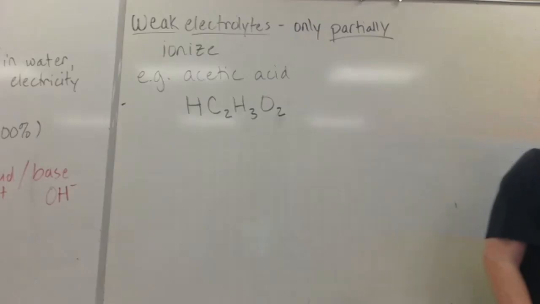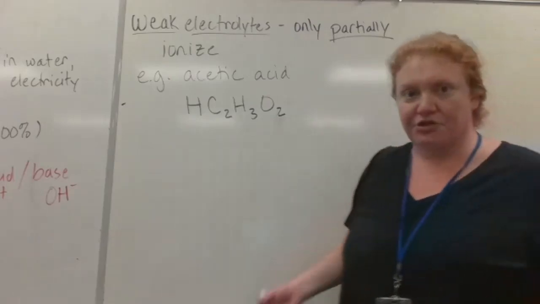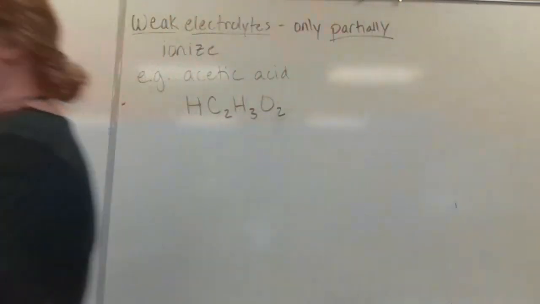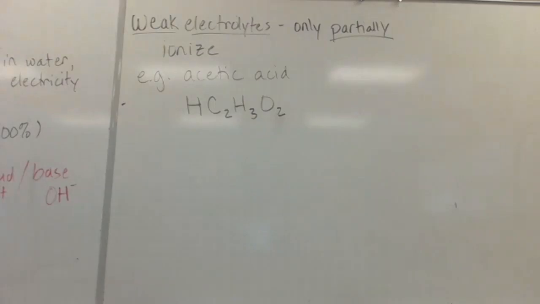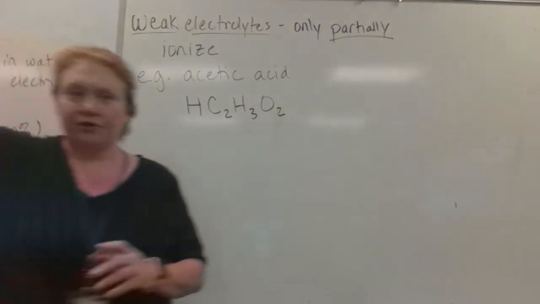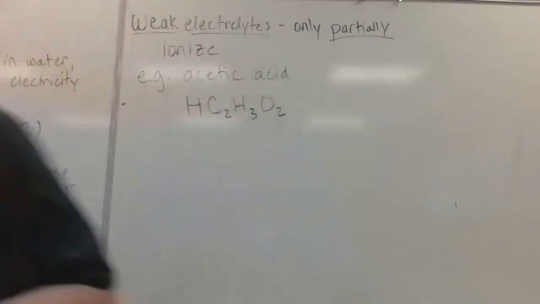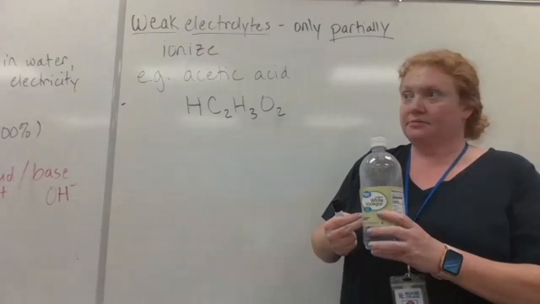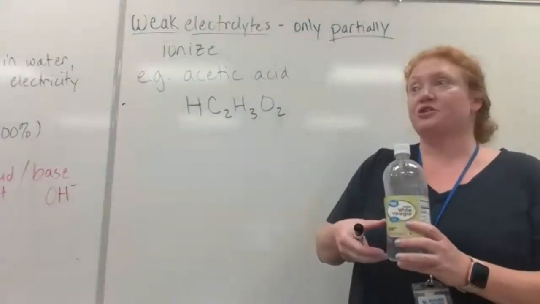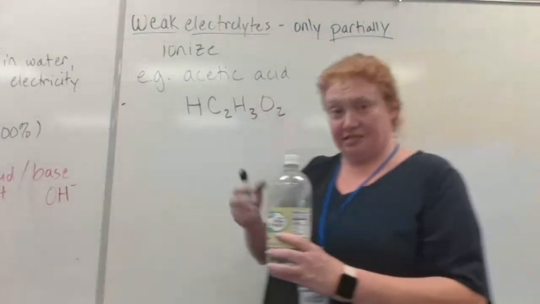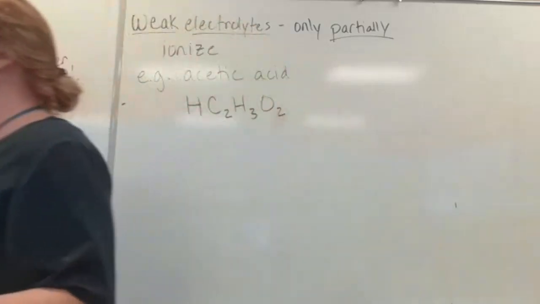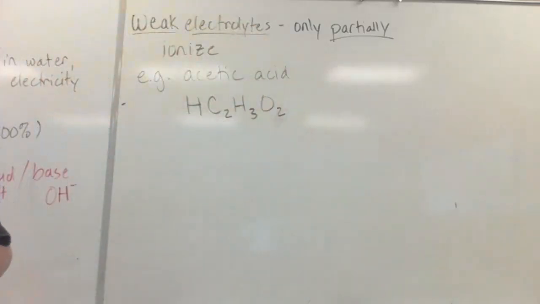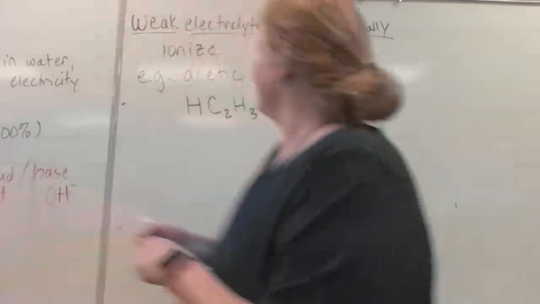HC2H3O2, acetic acid. Where do you find acetic acid? Vinegar. Vinegar is a solution. It's mostly water with a small percentage of acetic acid in it, but it's what makes vinegar be vinegar. Okay. Acetic acid is a weak acid.